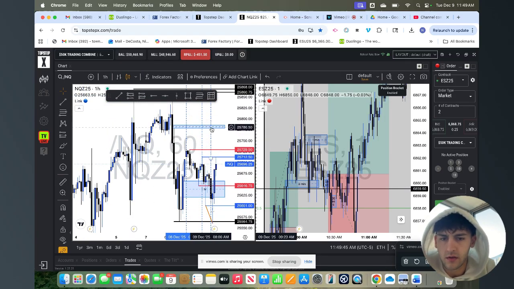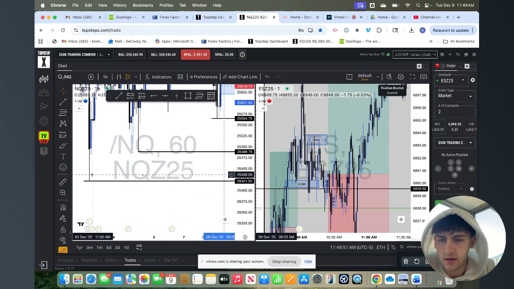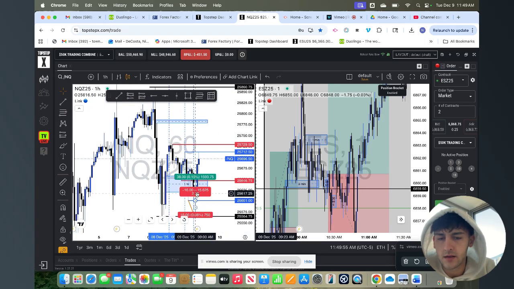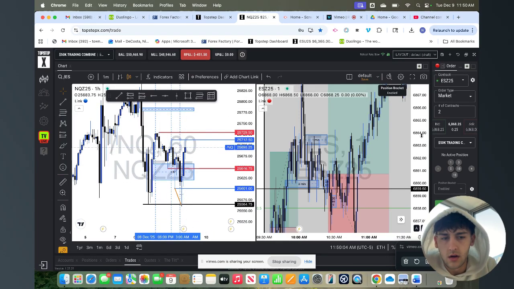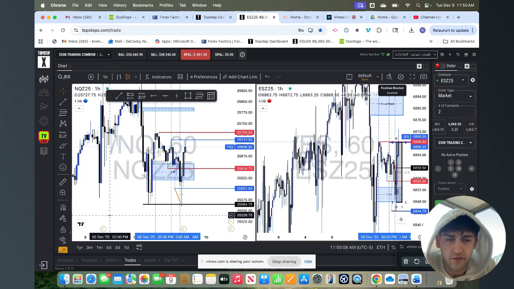We had this unfilled hourly fair value gap up here. We had this bearish draw on liquidity, this liquidity, and that liquidity. Ideally, I was looking for a bullish SMT off of this 1 hour fair value gap, and then we would go higher. We ended up inversing it, so that was kind of weird, and that kind of messed with everything.